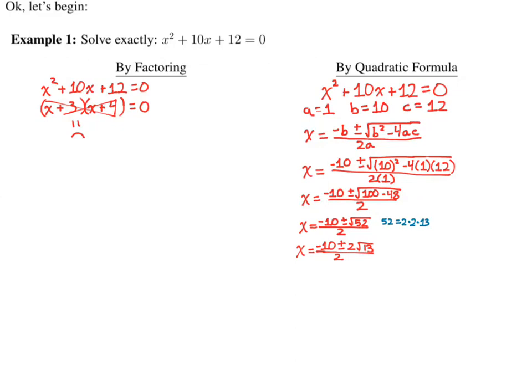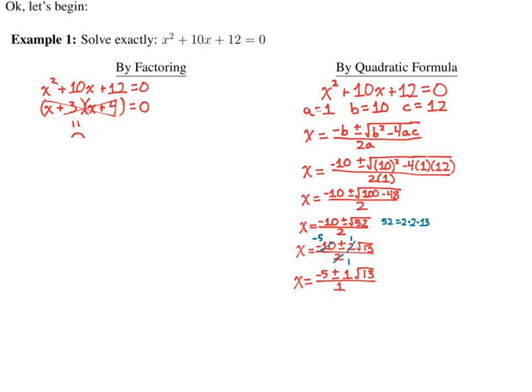Okay, now we need to reduce because everything I see there is even. And you might say, no, not the 13. I'd be like, the 13's not there. That's a square root thing. Okay, so everything can be divided by 2. And pay attention, everything means every term. So the negative 10 reduces to negative 5. The 2 in front of the square root of 13 reduces to 1.